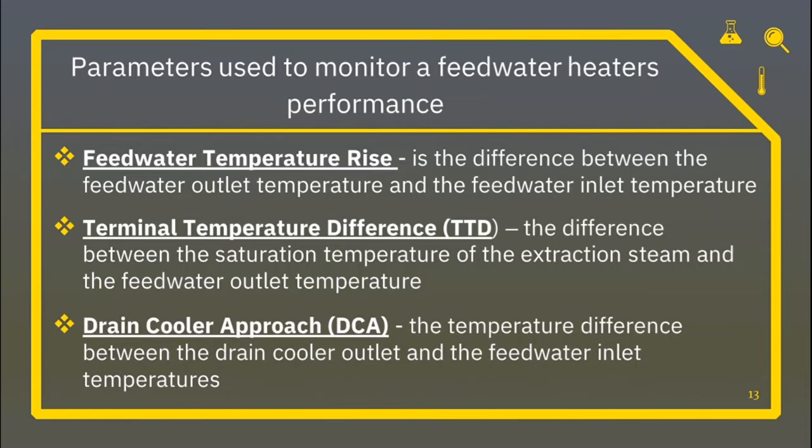Third is the drain cooler approach, or DCA temperature. It is the temperature difference between the drain cooler outlet and the feedwater inlet temperatures. An increasing DCA temperature difference indicates the level is decreasing, whereas a decreasing DCA indicates a rise in level.